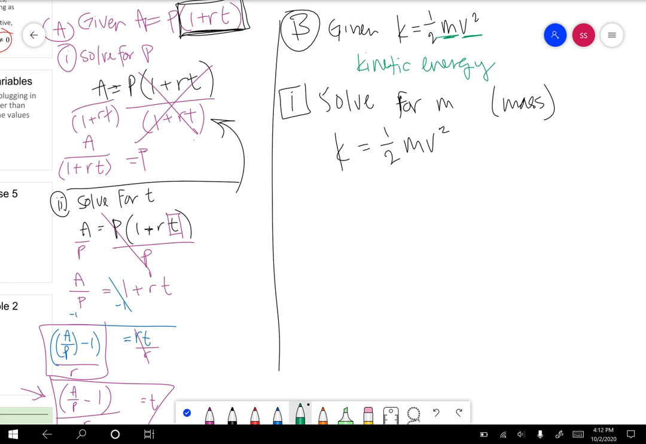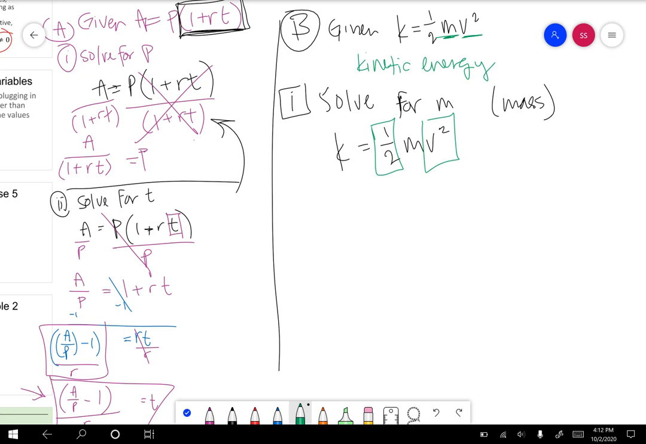All right. In any case, let's solve for m here. So a couple things are happening to m. Right now it's being multiplied by 1/2. It's also being multiplied by velocity squared, or v squared. So we're going to have to move both of those things over to the other side in order to isolate m.